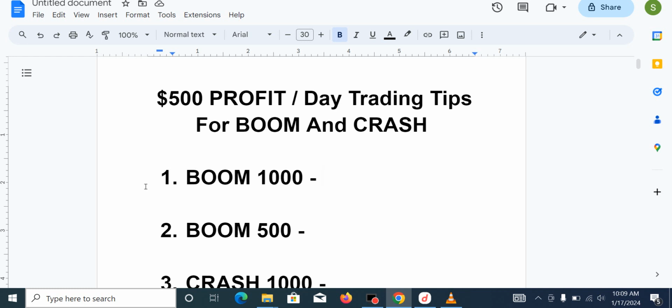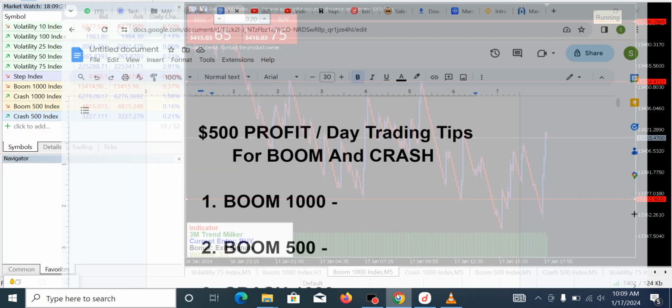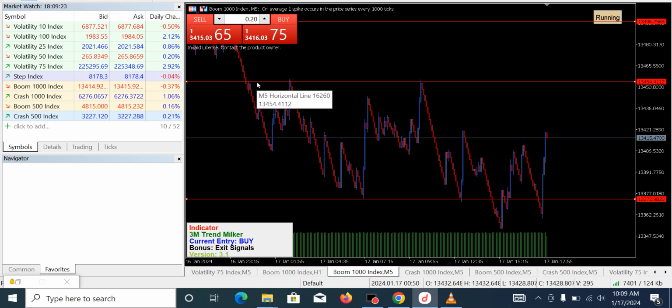Okay, quickly let's go straight into what we have right here, starting with boom 1000. Okay guys, this is boom 1000. I'm on 5-minute time frame using the 3M trend milker trading indicator. This had been on downtrend for a very long time, even though the market has not been moving smoothly right from here to this very moment. But right now it's trying to go back on buy trend at the moment.